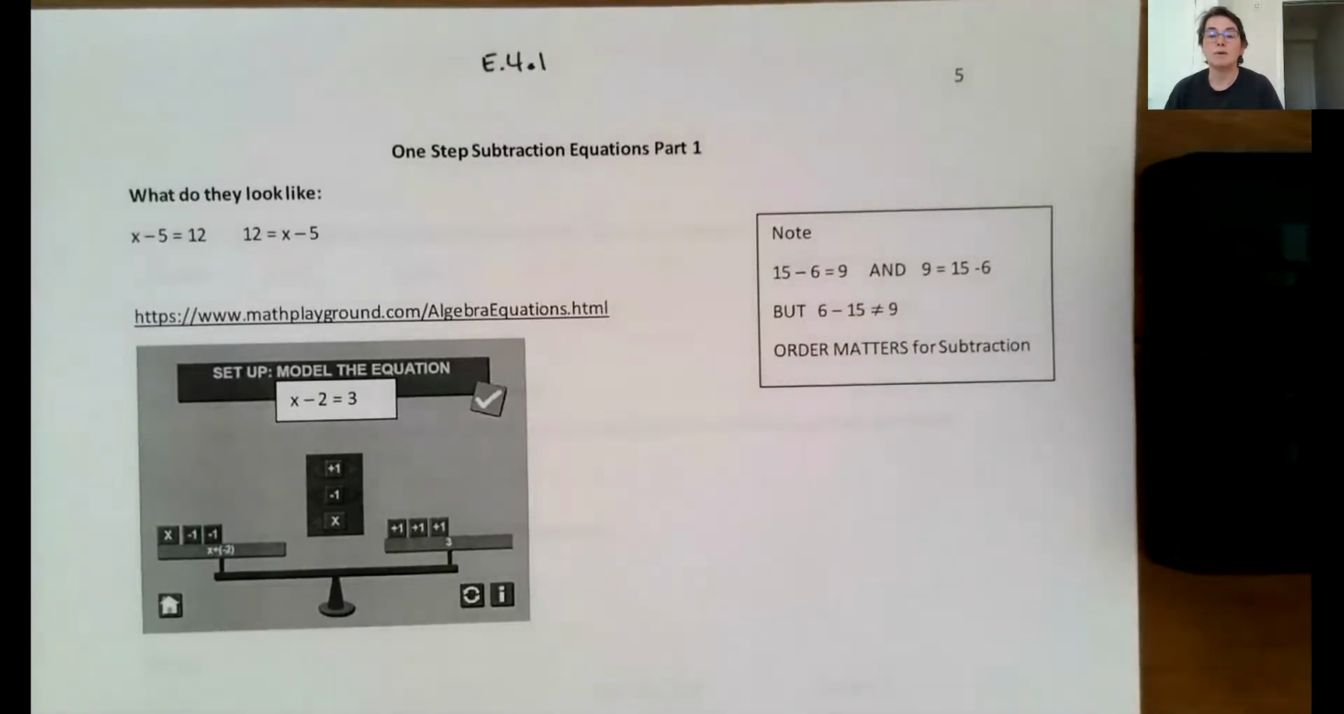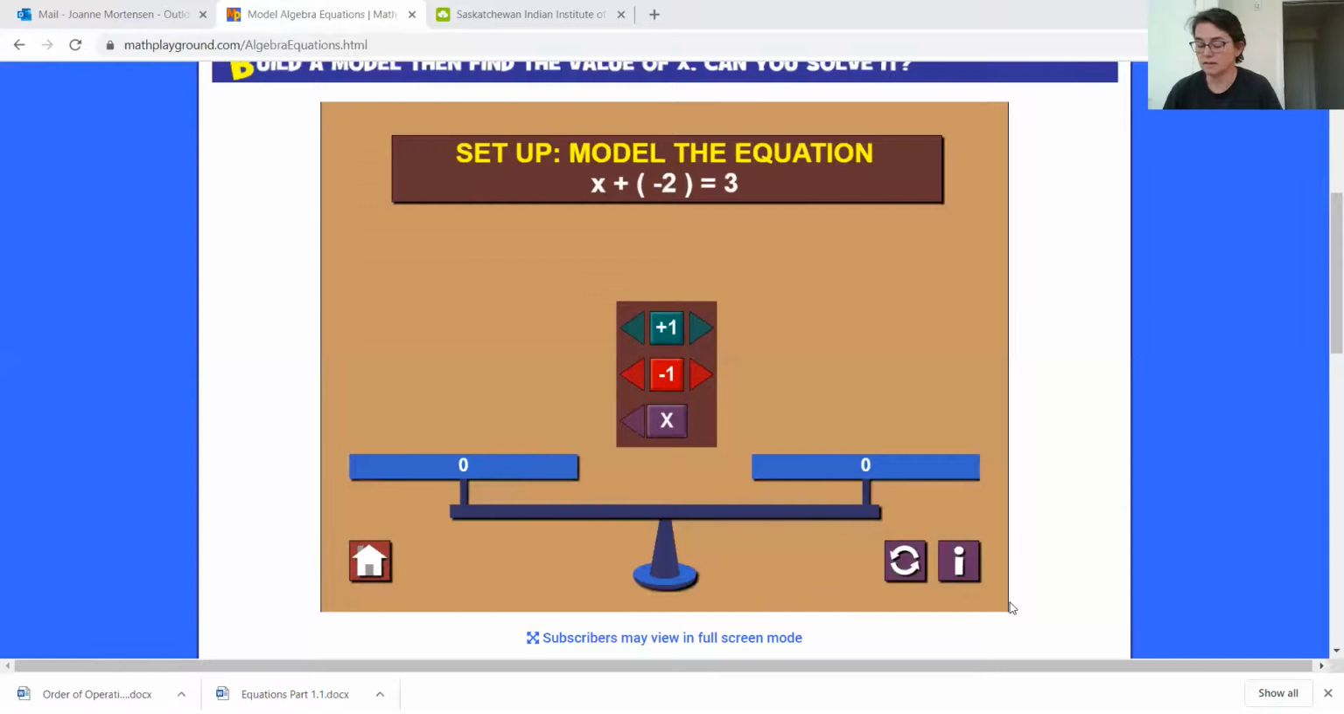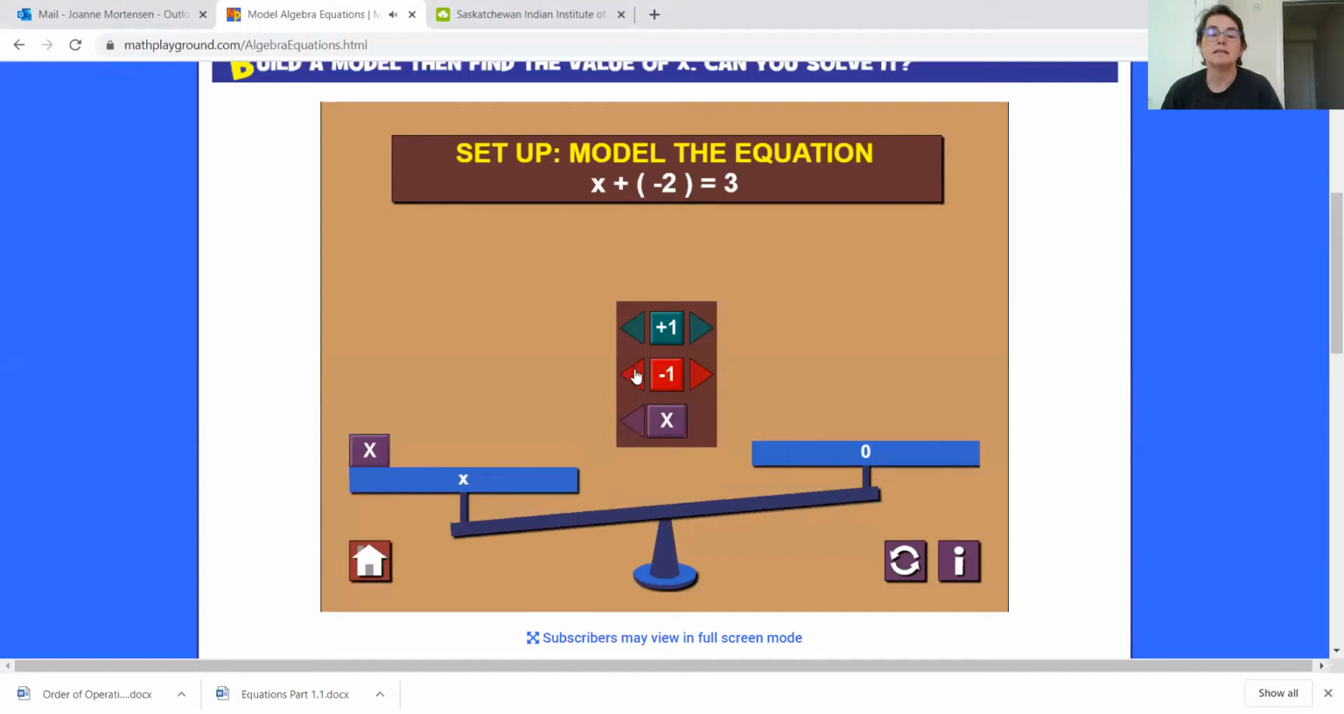And now I am going to flip over, like I did before, to Math Playground. It's become one of my favorite sites. And you see, this is the equation that's on your worksheet. It's not exactly the same, just the way this model is set up. It has to go plus negative 2, which is the exact same as x minus 2 is 3. So like before, I'm going to put an x on that side, and then I need to add a couple of negative ones.